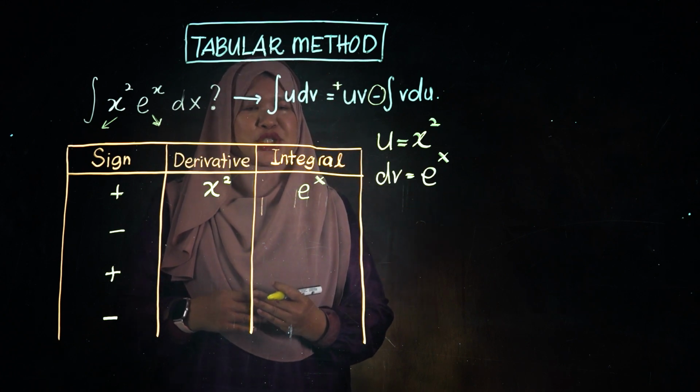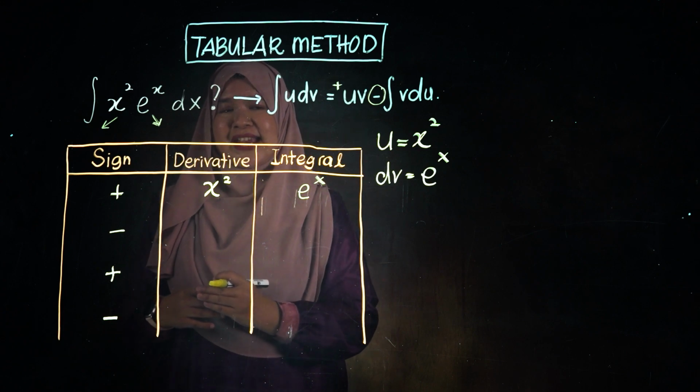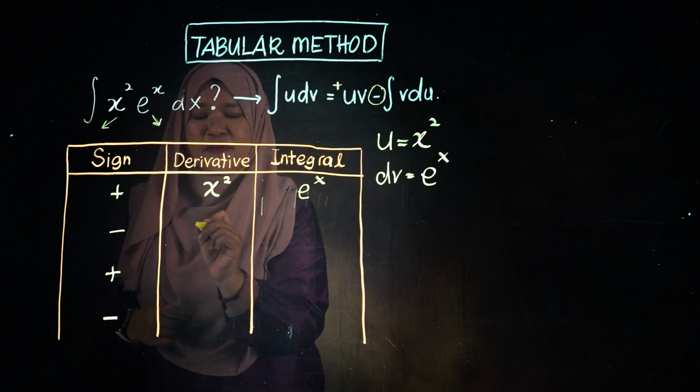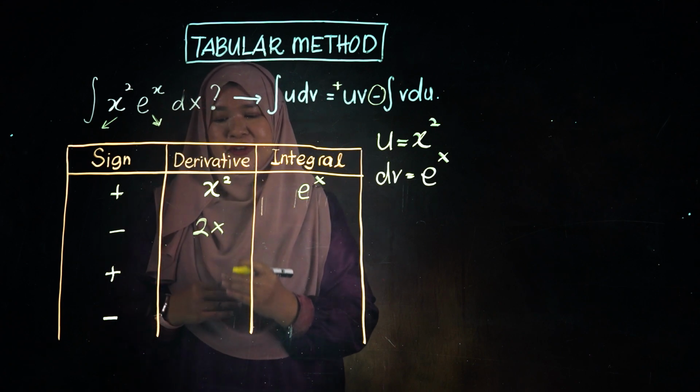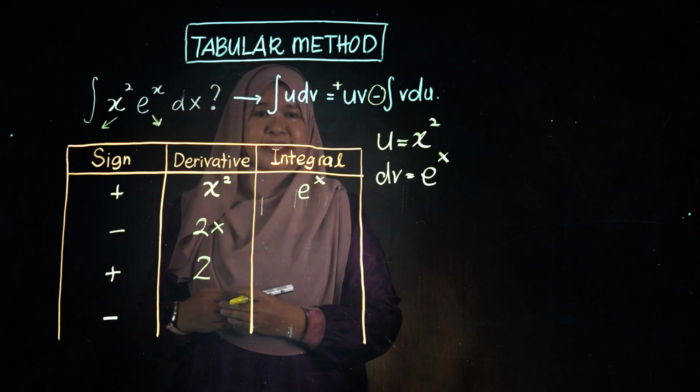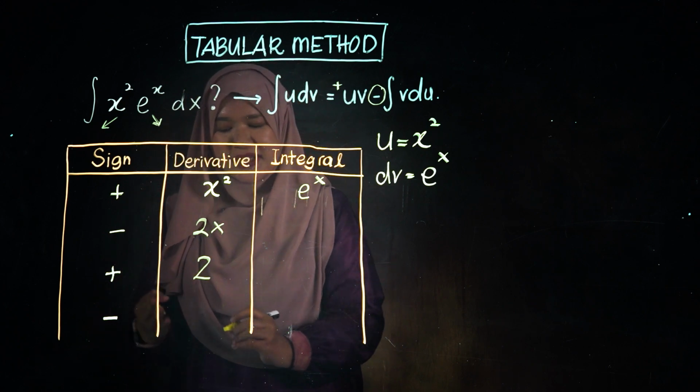Now what we are going to do is take the derivative of x squared. When we differentiate x squared, we get 2x. We differentiate 2x, we get 2. And then when we differentiate the constant 2, we get 0.